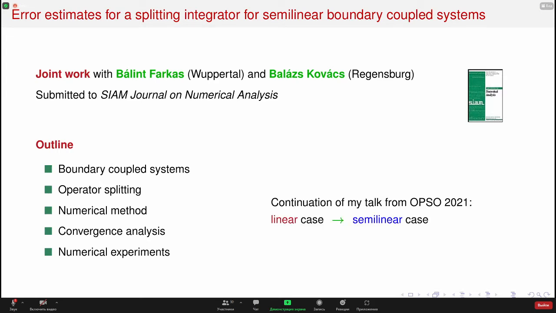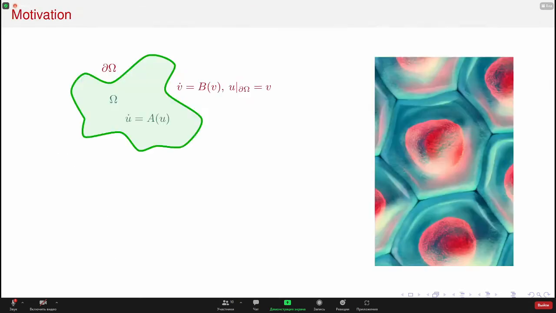So let me mention that this is a continuation of my talk from last year. This is a continuation of my talk from the last year, from the linear case to the semilinear case. So this is important here, that this is now a semilinear boundary coupled system. So what do I mean by that? What is a boundary coupled system?